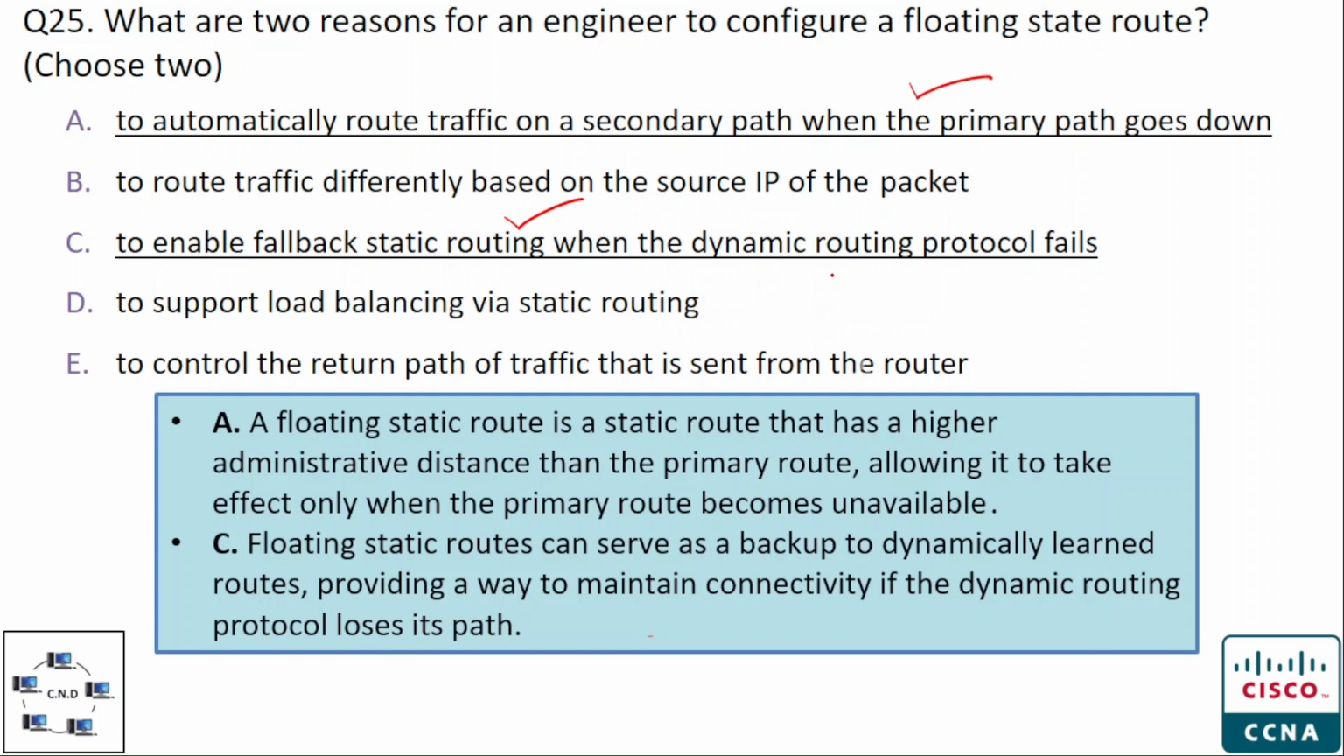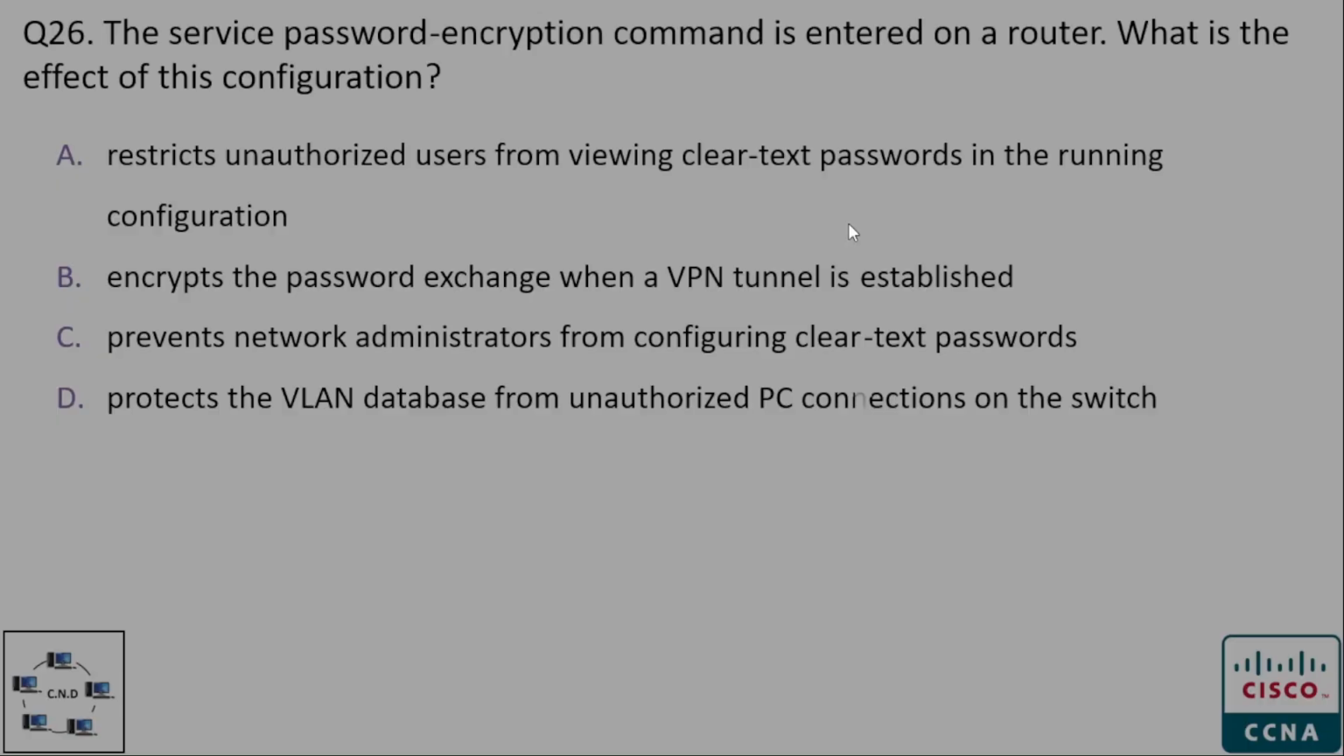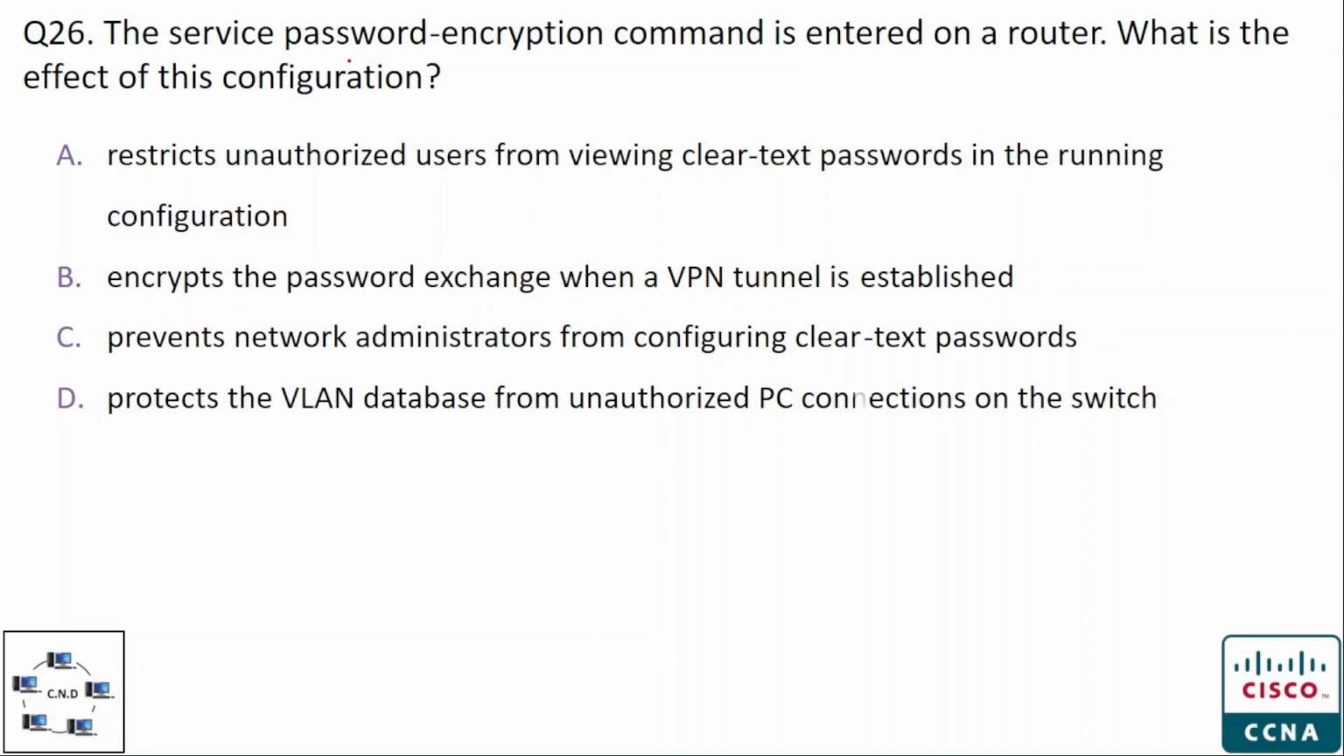Let's move forward to question number 26. The service password-encryption command is entered on a router. What is the effect of this configuration? Option A, restricts unauthorized users from viewing clear text passwords in the running configuration. Option B, encrypts the password exchange when a VPN tunnel is established. Option C, prevents network administrators from configuring clear text passwords. And option D, protects the VLAN database from unauthorized PC connections on the switch.